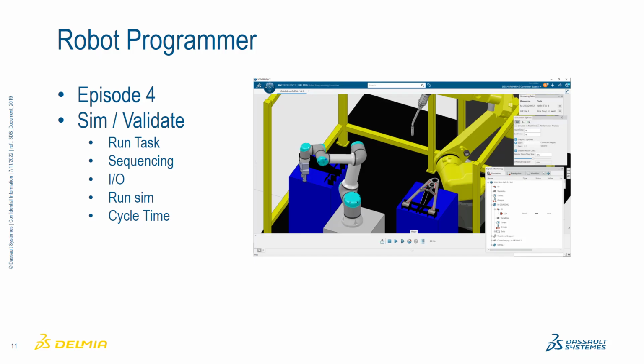Welcome to episode 4. Today we're going to run the simulation. We're going to run the robot tasks and we're going to show you how to use the sequencing editor. We're also going to show you how to use I/O statements to coordinate the robots to work together. We're going to run the simulation and look at the cycle time, and we're going to show you some validation tools as well. So here we go.